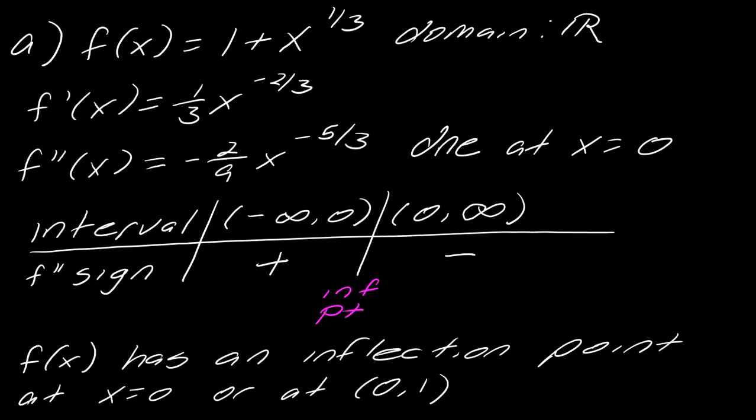Depending on how your instructor wants it, you could just say that it has an inflection point at x equals 0, or you could plug that point into the original function to figure out what the inflection point is. It just depends on what your instructor wants, so just something to think about. Okay, so that covers the first example. So now let's go on to the next one.